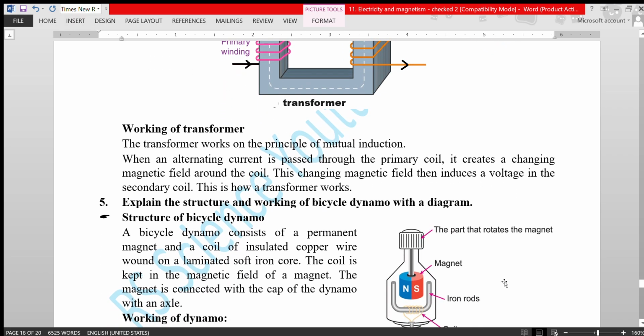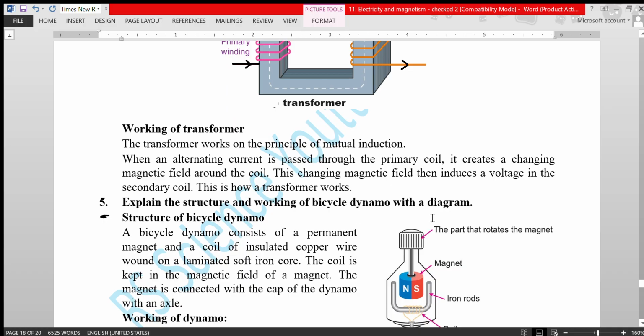Working of transformer. Transformer works on the principle of mutual induction. When an alternating current is passed through the primary coil, it creates a change in magnetic field around the coil. This change in magnetic field then induces the voltage in the secondary coil. This is how a transformer works.